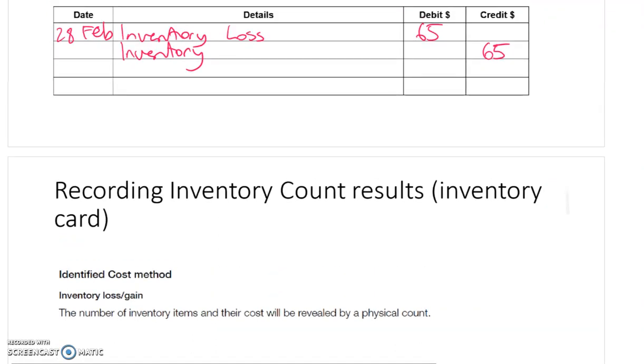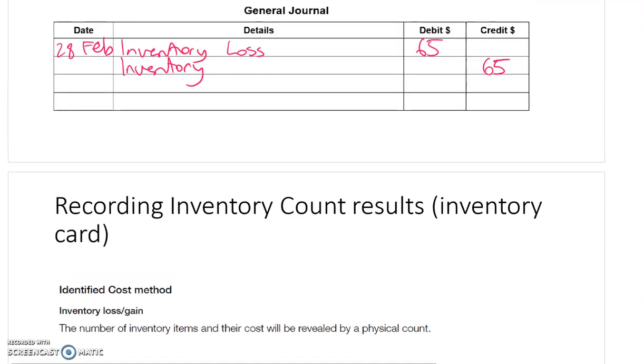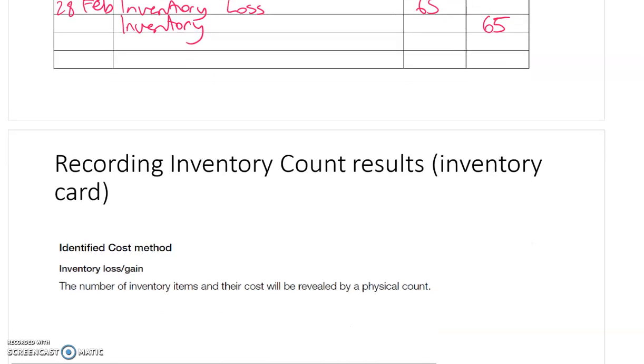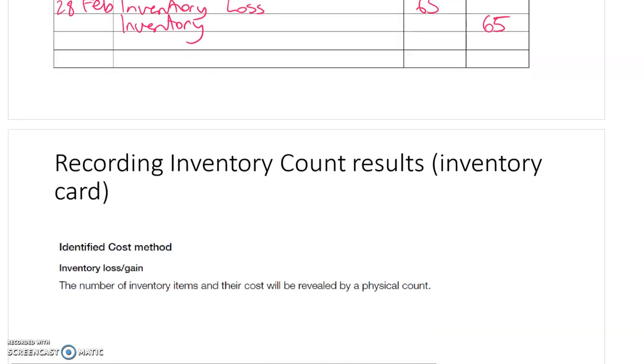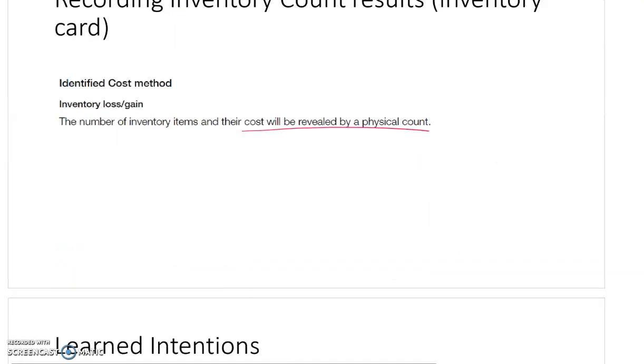So what I have shown you is how you record in the general journal and in the inventory cards using FIFO. We must also be aware of using the identified cost method. The process is the same, it's just that the costs will be revealed by the physical count. So in your SAC or exam questions, it's going to be pretty clear what the cost price of the inventory is. So we won't need to use those assumptions that we've done if we're using FIFO.